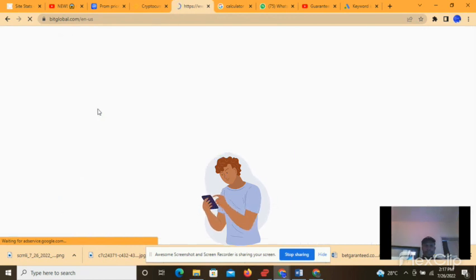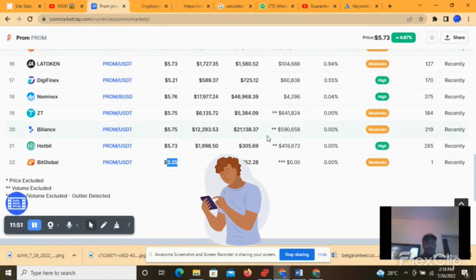Then from there, you can actually buy this particular crypto, Prom. As you can see, it's trading right here on Bit Global. The confidence level is moderate. Like I said, this does not mean that they are not reliable. They are very reliable. Are we together?